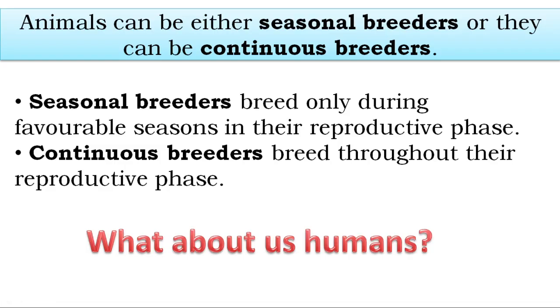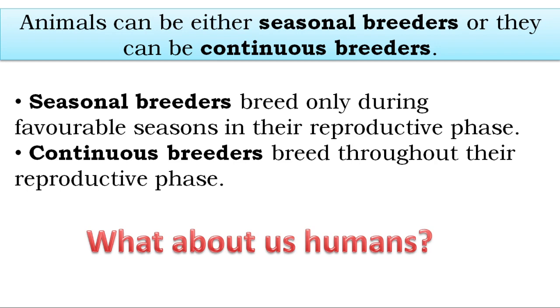Now let's talk a little bit more about animals. Animals can be seasonal breeders or continuous breeders. Seasonal breeders are the animals that breed only during favorable seasons. It is observed mostly in wild animals that live in nature. So they breed only during favorable seasons.